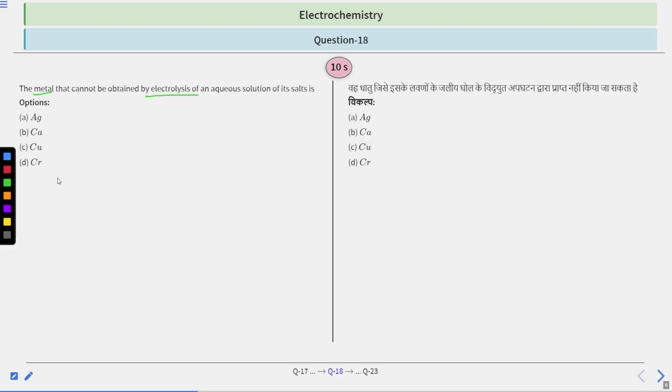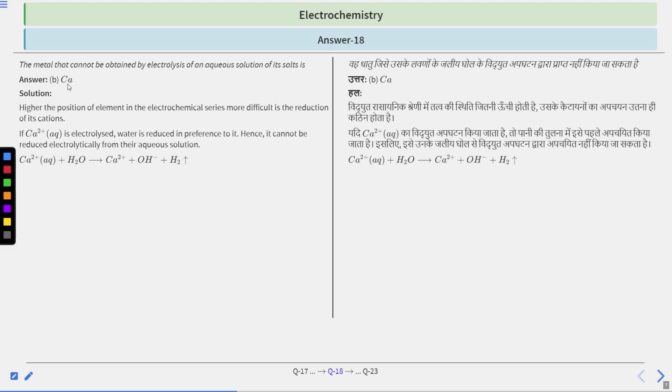You have 10 seconds to solve this question. After that, we will see what the correct answer is. Okay, let's see the answer. The correct answer is option B, that is calcium.